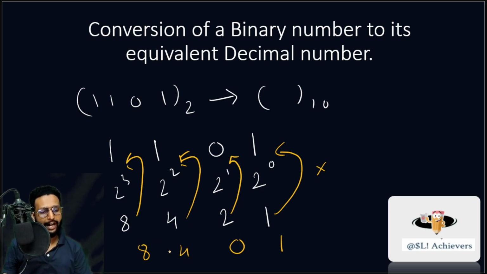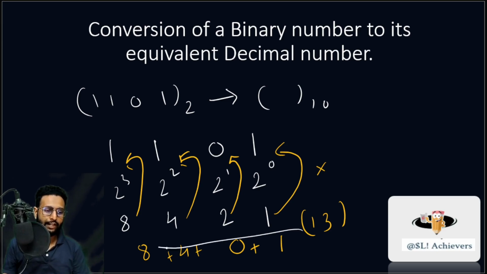And now add these digits. What you get: 8 plus 4 plus 1 equals what? Equals 13. And this is the decimal equivalent of your given binary number.